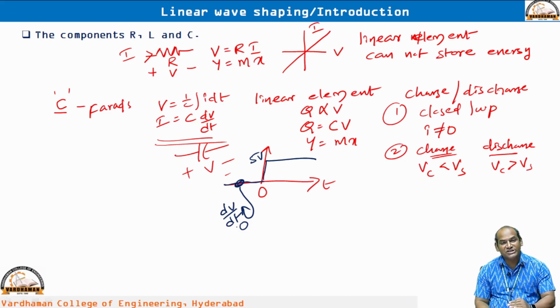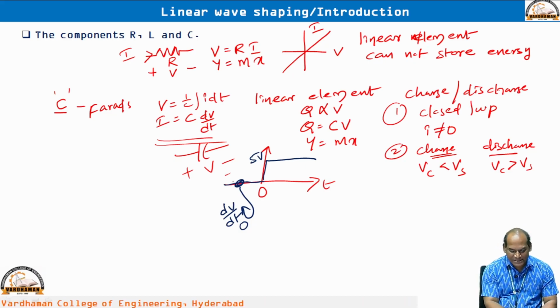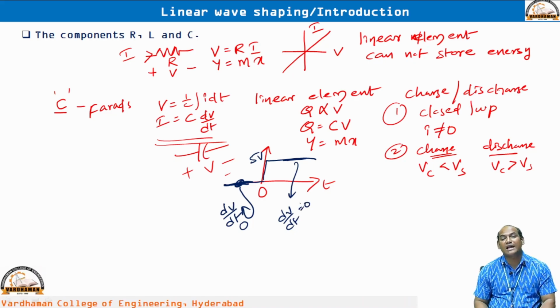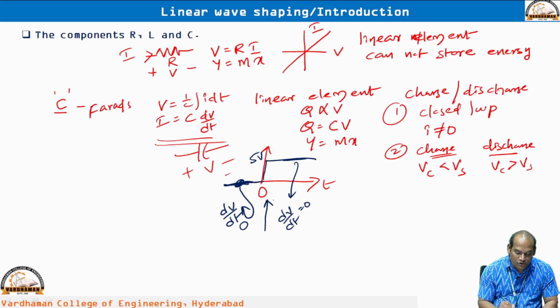Because there is no change in voltage with respect to time. It is 0 volts only, so 0 is a constant, and the derivative of a constant with respect to time is 0. And on the right side also you have 5 volts. So if you calculate dV by dt, again you will get 0 only. But if you calculate dV by dt exactly at t is equal to 0, observe what is happening.